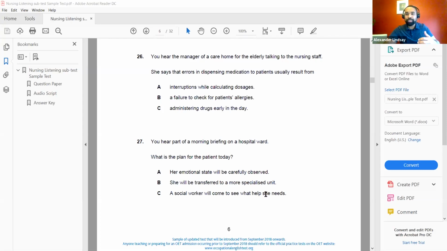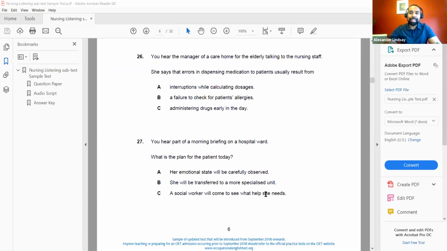So let's say, for example, we're focusing on A here, her emotional state will be carefully observed. What we want to be thinking about now is, how might that be paraphrased? Because again, as I said, if this is the correct answer, it's very unlikely that the speaker is going to say, today, we will be assessing the patient and her emotional state will be carefully observed. No, different words will be used to convey the same meaning. So what we want to be doing in practice and preparation is thinking, how might different words be used? How could this be paraphrased?